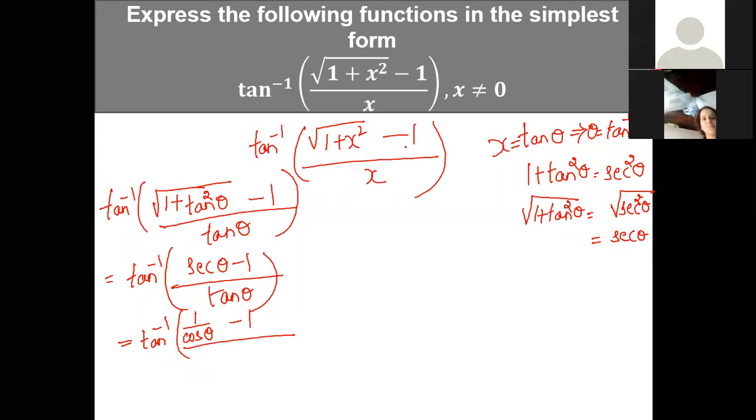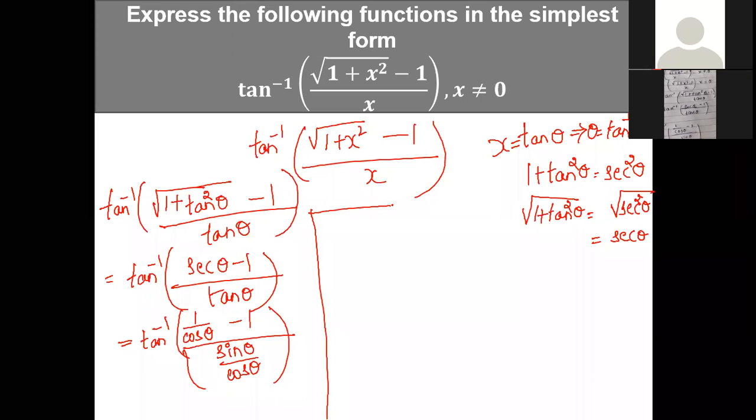So, what should I do with tan theta? Tan theta is sine by cos. Good. So it is sine theta by cos theta. Okay, so you people are guessing things. I don't know how much of it is right. So whatever you people are telling, I'll be writing. So that is tan inverse of 1 by cos theta minus 1.